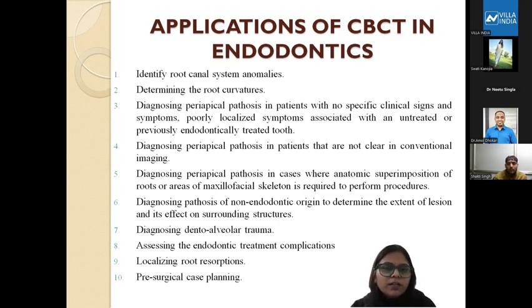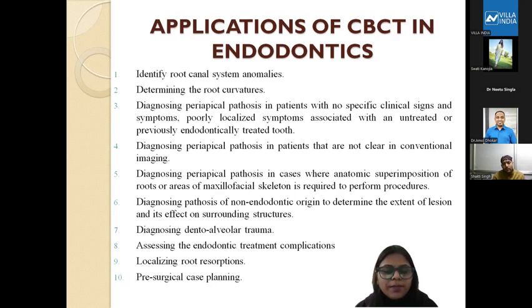So if there is any root canal system anomaly, CBCT is best for identifying all those things. It is also useful for determining root curvatures. If there is any dilacerated root, we can go till the radiographic apex through the CBCT. Then diagnosing periapical pathosis in patients with no specific clinical signs or symptoms, or poorly localized symptoms associated with an untreated or previously endodontically treated tooth.